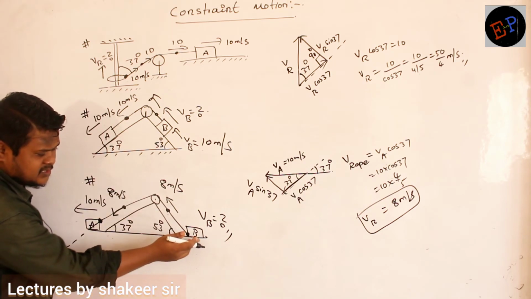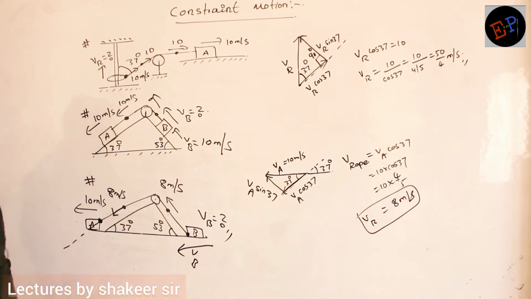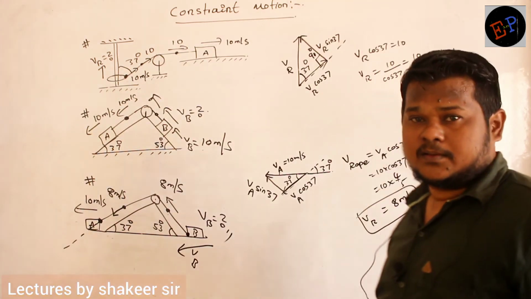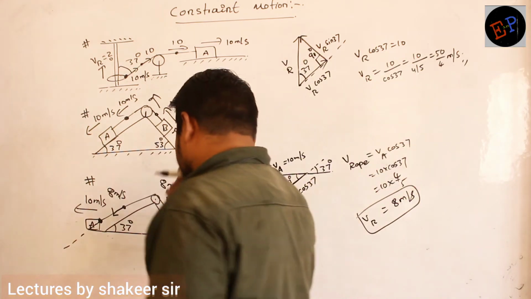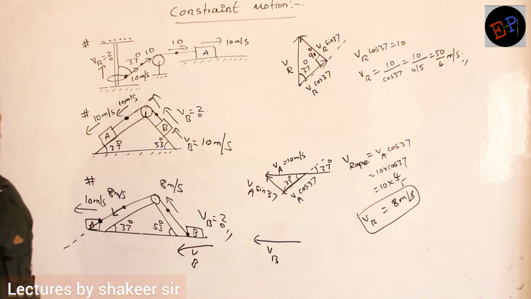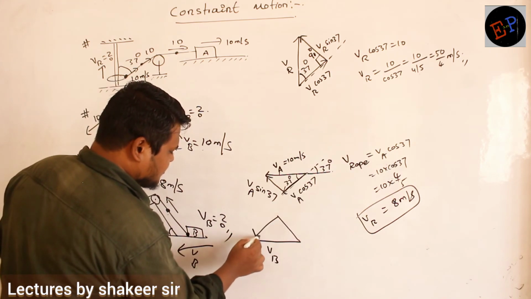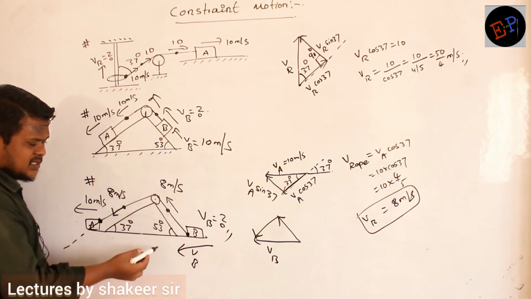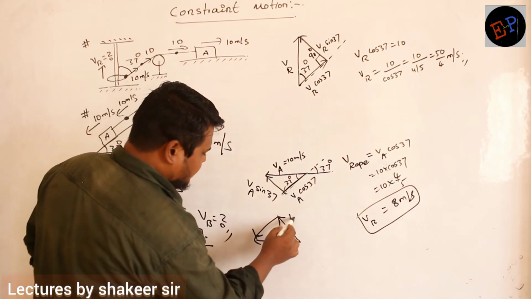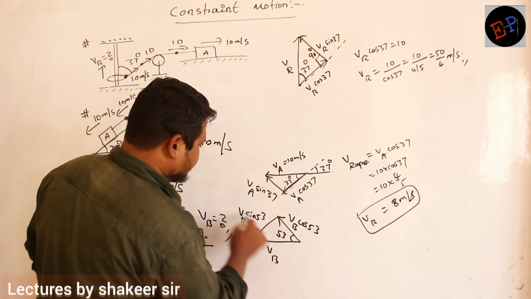But the velocity of block B will move in which direction? Block B will move in this direction. It will move on the ground, in the horizontal direction. So therefore what I will do is split this velocity of block B into two components such that one component is present in the direction of the rope. The rope is making how much angle? 53. So this is 53. So this one is VB cos 53 and this is VB sin 53.